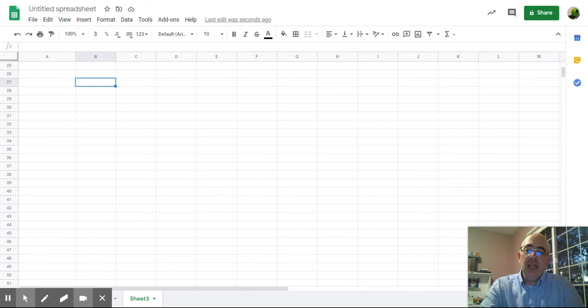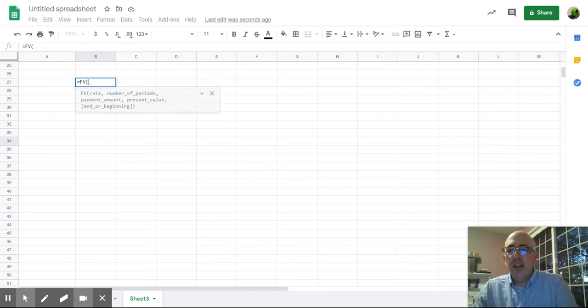We're going to type in equals. You can play along at home. Absolutely. We're going to go equals FV. So we're going to start out the FV function, and as soon as I start typing the parentheses, it gives me these little tips. So it says rate. So rate is the interest rate.